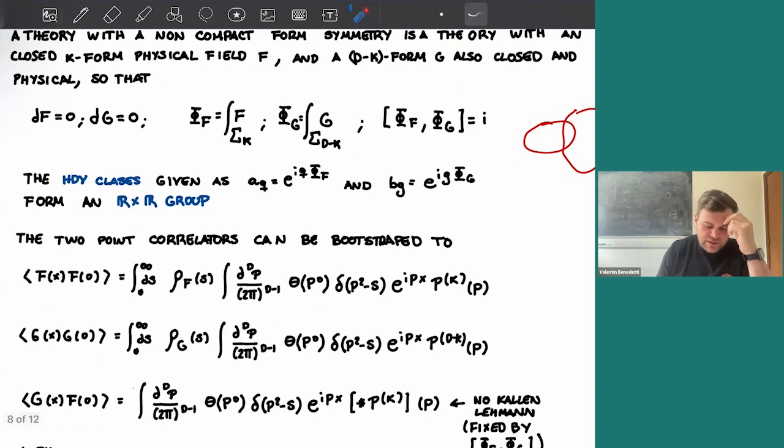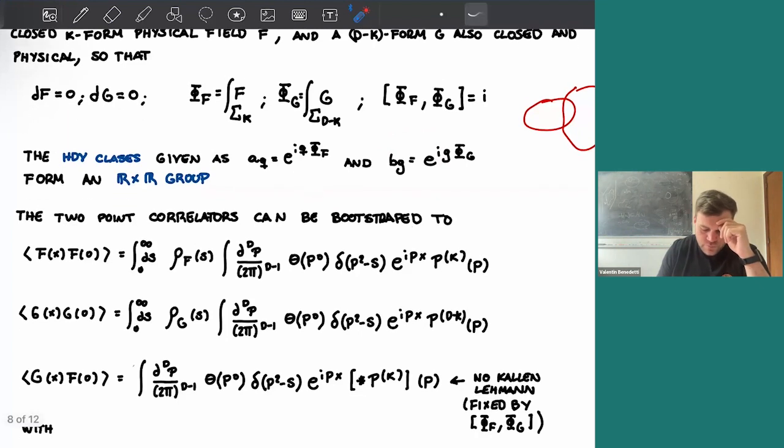So in this case, the Haag duality violating classes are given by the unitaries that are defined from these two fluxes: the exponential of phi f and the exponential of phi g. This is essentially analogous to the Wilson and 't Hooft loops of the free Maxwell theory. And this forms an R times R group. Namely, if we exponentiate this relation using the Baker-Campbell-Hausdorff formula, we will get that the B's generate a group under which the A's are charged and vice versa.